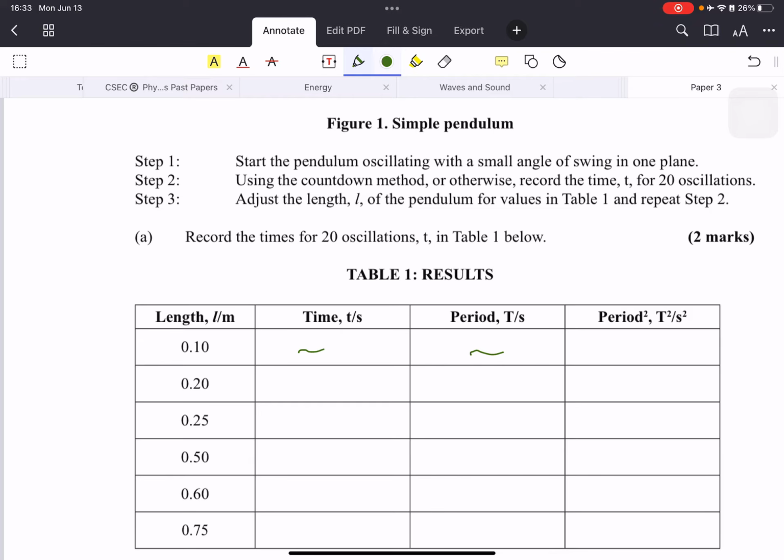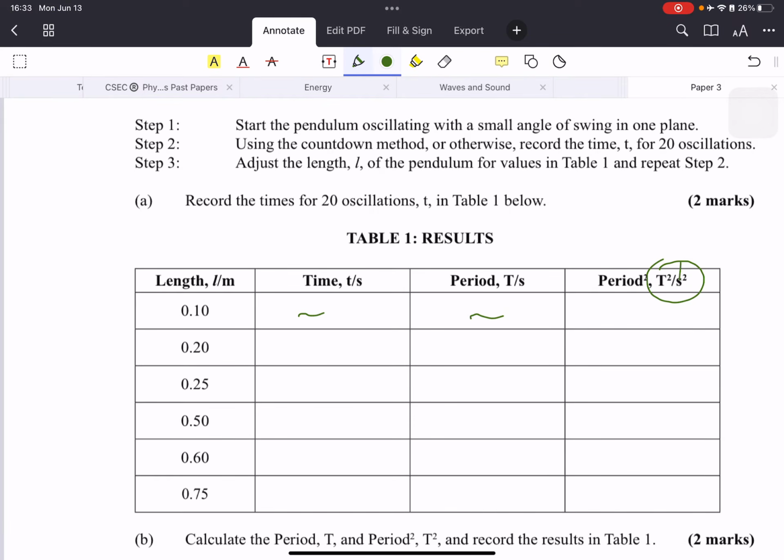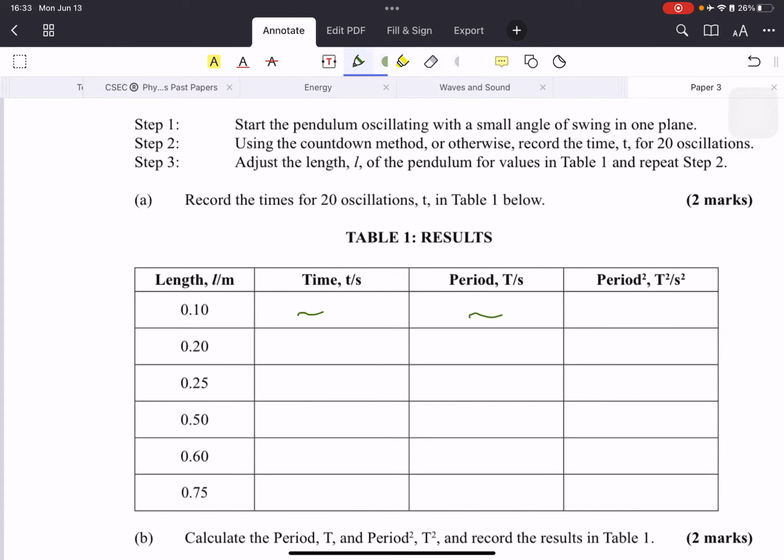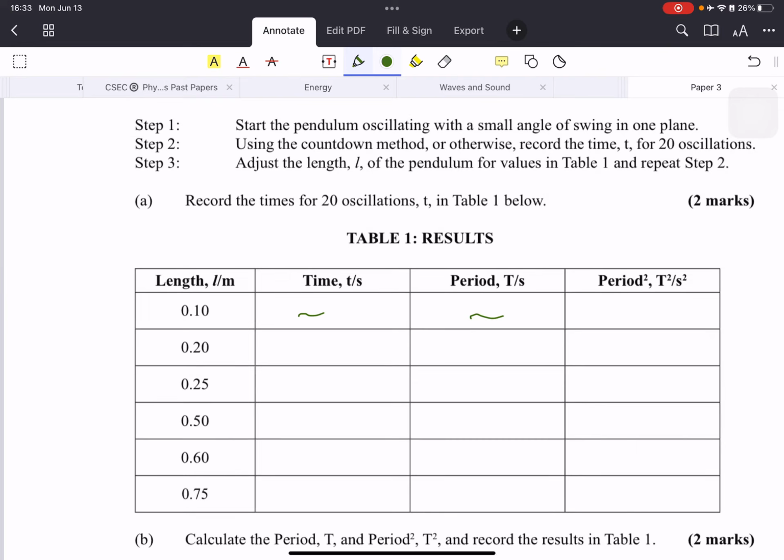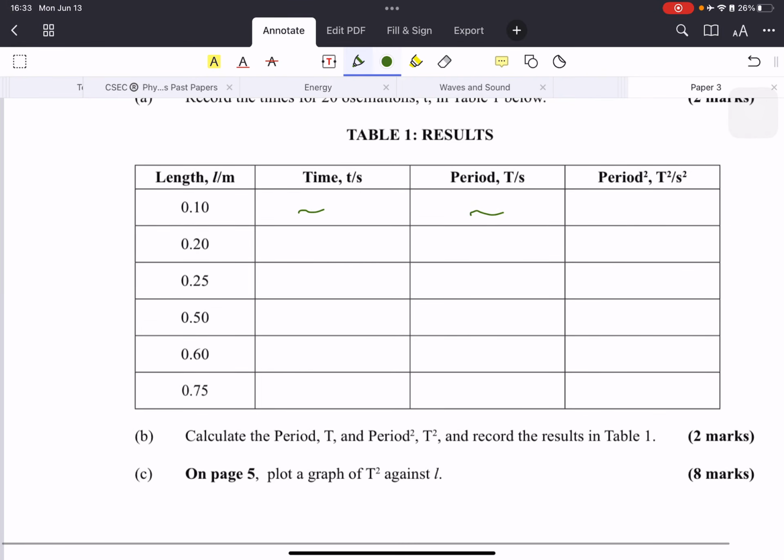So this period squared here is the T squared over s squared, okay? Well, sorry, just T squared, my apologies, right? The s is the unit, okay? So as you adjust your length, you keep putting the time, adjust your length, you keep filling out the table, right? And then you could actually plot a graph.